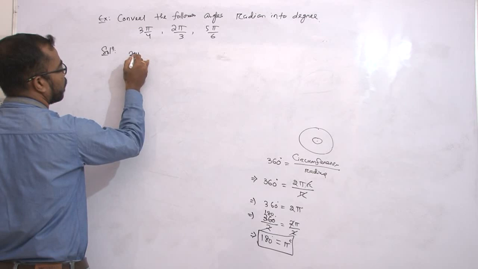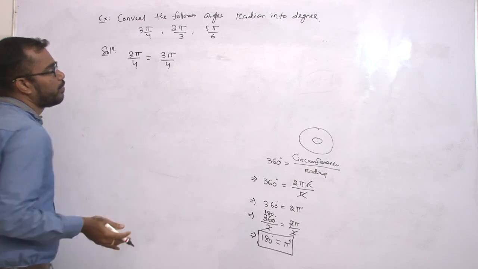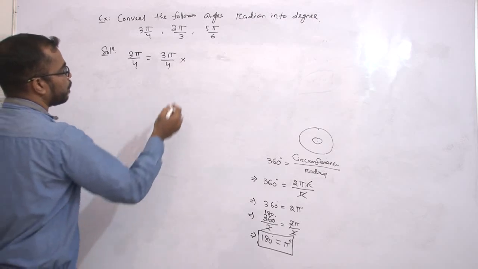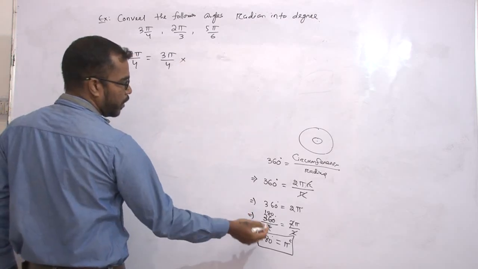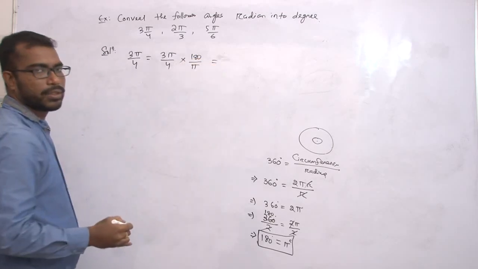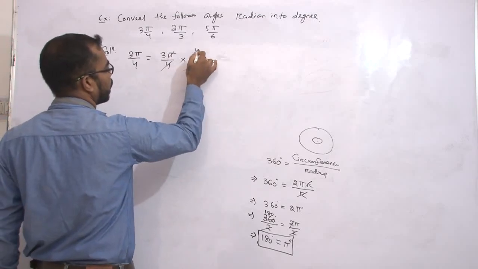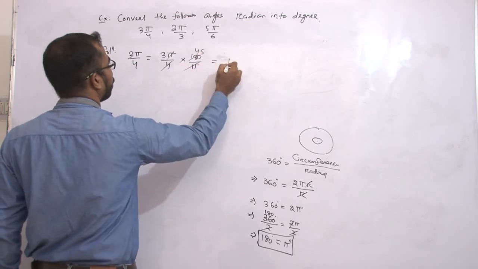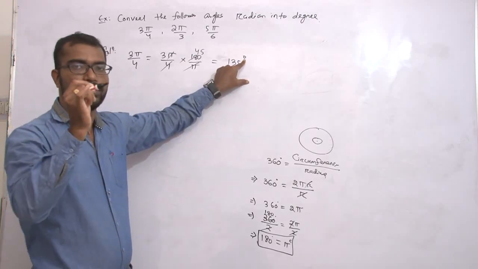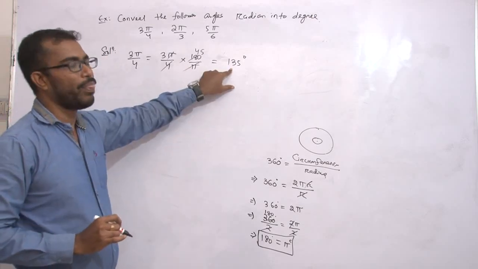So first is 3 pi by 4. As you know in this formula, if we convert radian to degree, then how much do we multiply? That means in radian to degree, it is 180 by pi. So you cancel pi, and 4 cancels to give 45. And 45 times 3 gives 135 degree. It must be written as degree and it is denoted by the degree symbol. So 3 pi by 4 is equal to 135 degree.